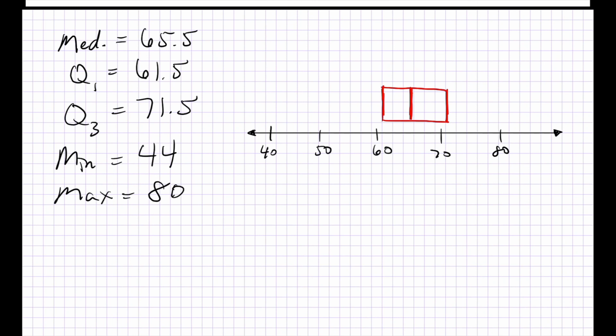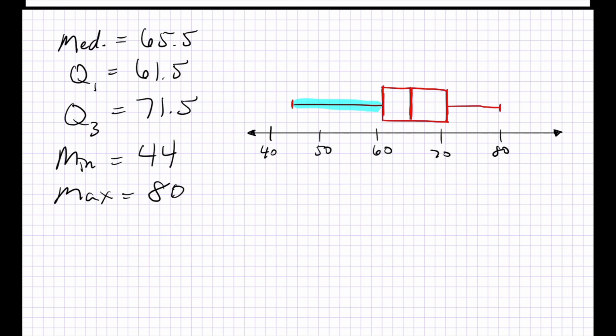Now the last part is you make a little line for the minimum. The minimum is 44. The maximum is 80. And then you draw a little line that extends to there. And there's the box plot. Now, with a box plot there's more to it than that. For example, we'll go over it.